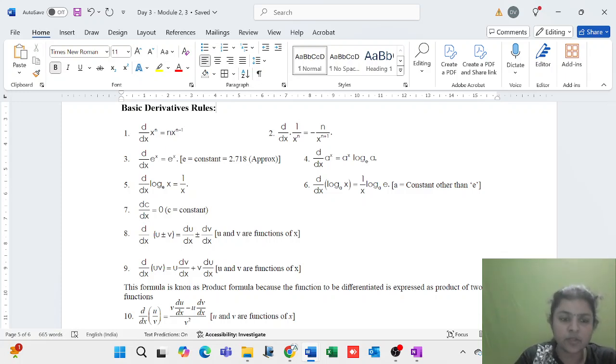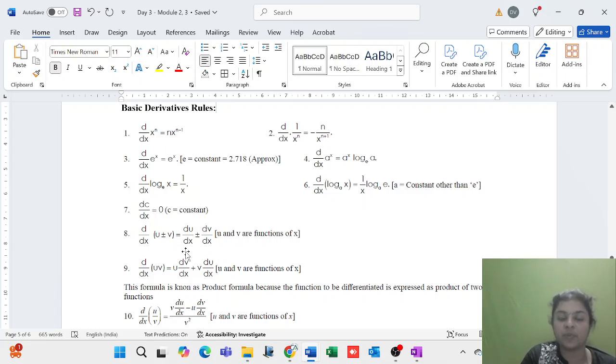So here I have shown you the basic rules of differentiation. d by dx of x to the power n is equal to n into x power n minus 1. d by dx of 1 by x power n is n divided by x to the power n plus 1. d by dx of e power x is e power x. d by dx of a power x is a power x log a to the base e. And d by dx of log x to the base e is 1 by x. d by dx of log x to the base a is 1 by x log e to the base a. d by dx of a constant is 0.